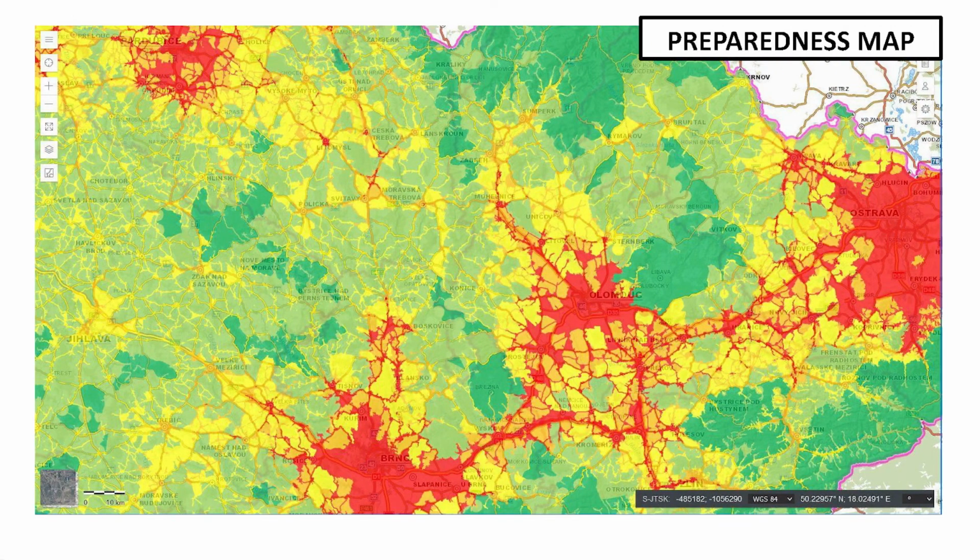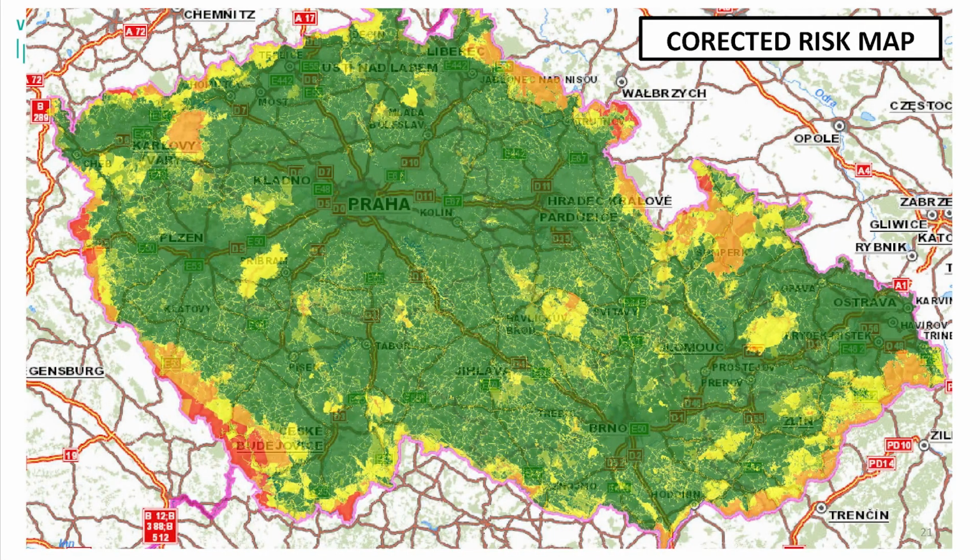And you can see the preparedness map together. Here is the corrected risk map. It's hazards, vulnerability, and preparedness together.